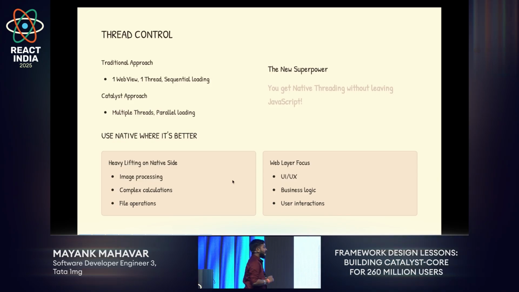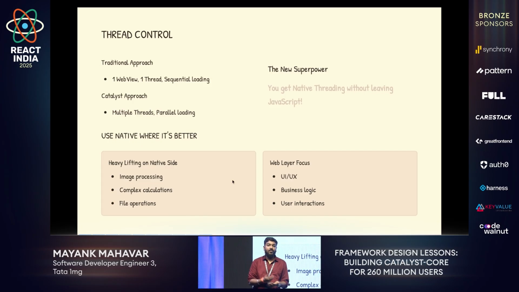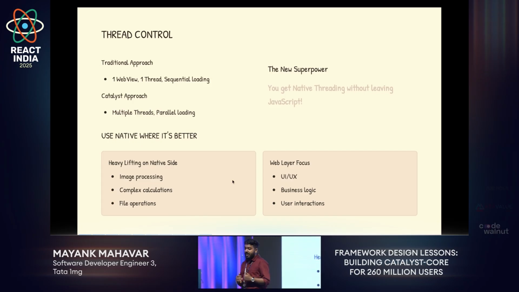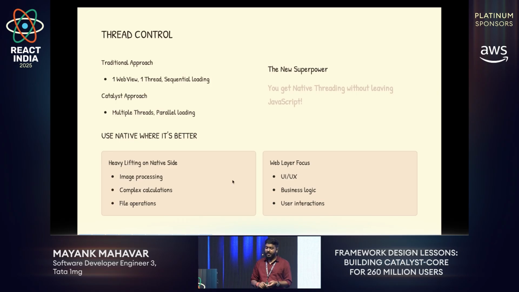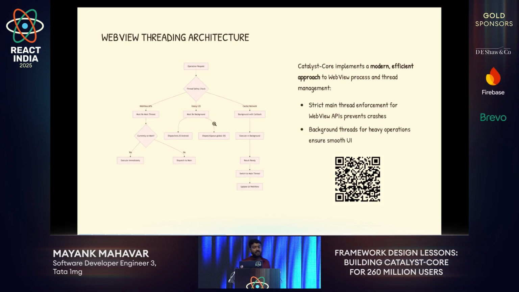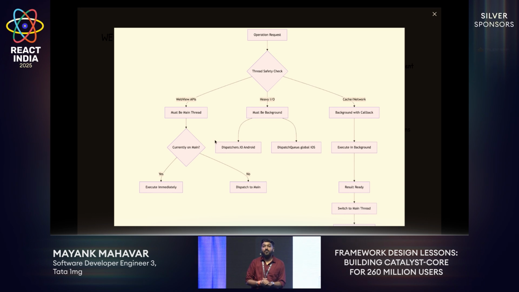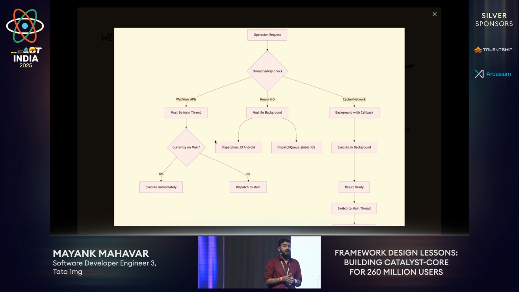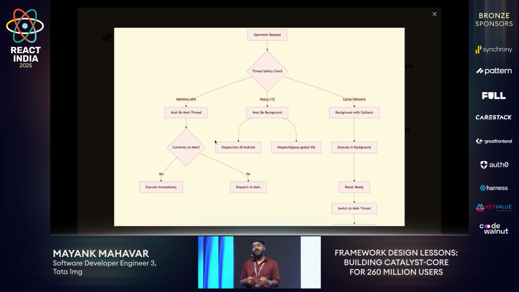We understood that we have to do the heavy lifting when it comes to image processing, complex calculations, and file operations. But at the end, the experience you build is controlled by your web layer: UI, UX, business logic, and user interaction, right? So how does this whole threading architecture work? Whenever any request is formed, we first try to understand whether the device can create threads, whether threads are available or not. If the threads are available, we check what kind of operation it is.